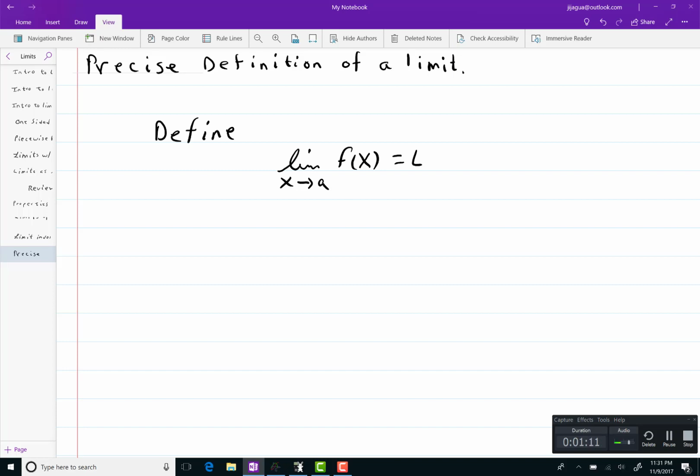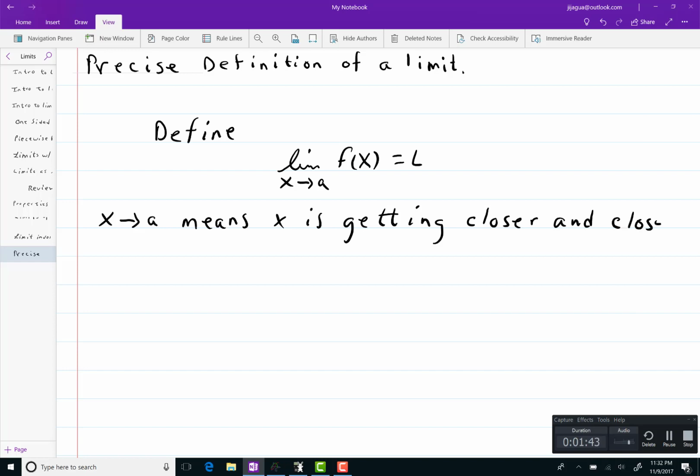All right, so I'm going to use geometric intuition, hopefully, to try to describe this. Let me put a step before I get to the actual hardcore definition. X arrow A means X is getting closer and closer to the number A.